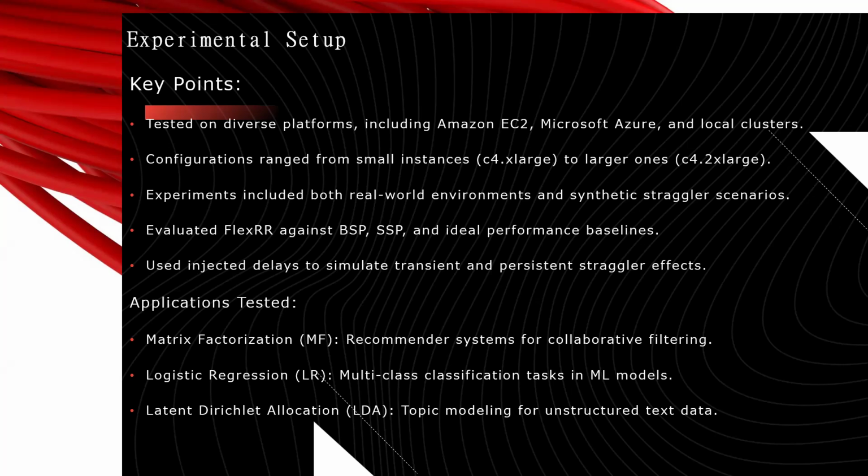The experimental setup was tested on diverse platforms including Amazon EC2, Microsoft Azure, and local clusters. Configurations ranged from small instances to large ones. Experiments included both real-world experiments and synthetic straggler scenarios. We evaluated FlexRR against BSP, SSP, and ideal performance baselines, using injected delays to simulate transient and persistent straggler effects.